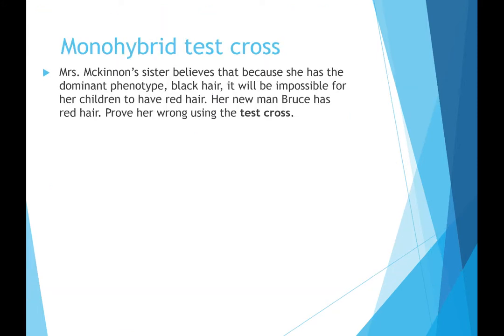All right. So I'm going to let you have a go at the monohybrid test cross because Miss McKinnon's sister believes that because she has the dominant phenotype, black hair, it will be impossible for her children to have red hair. All right. Her new man, Bruce, has got red hair. We want to prove her wrong using the test cross.